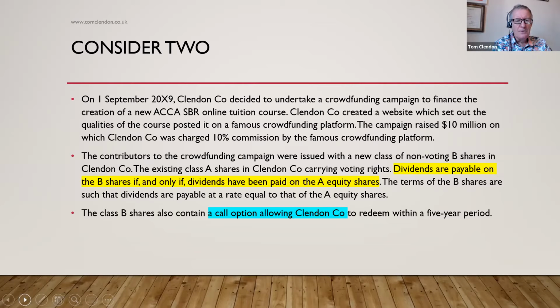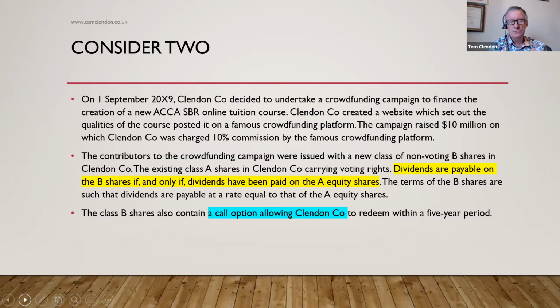Correct. We don't have an obligation. Why don't we have an obligation? Because we don't have an obligation to pay it to the A shareholders, because the A shareholders are equity. If they're equity, there is no obligation to pay them to the A shareholders. And because there's no obligation to pay them to the A shareholders, therefore there's no obligation to pay them to the B shareholders. So there is no obligation to pay a dividend. That needs to be explained. That needs to be articulated. Clendon is not under any obligation to pay a dividend to the B shareholders because there is no obligation to pay a dividend to the A shareholders. Boom. End of.